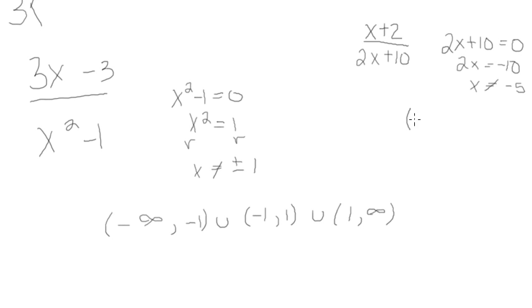So our domain goes from negative infinity up to negative 5. Does not include negative 5, so I use the parenthesis. And then a union from negative 5 up to infinity.